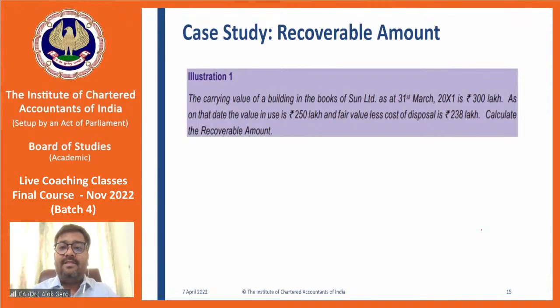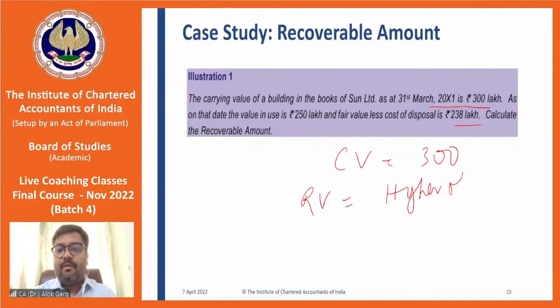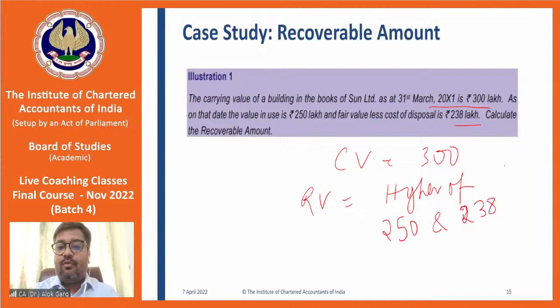Yeah, what is the answer to this case study? Very simple, very small illustration. The carrying value of a building in the books of Sun Limited on 31st March is 300 lakhs. As on that date, the value in use is 250 and fair value less cost to sell is 238. So what is the recoverable value? It is the higher of VIU, which is 250, and FVCTS, which is 238. So my recoverable value is 250.